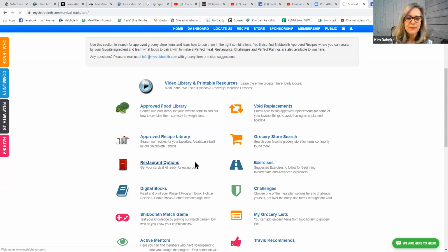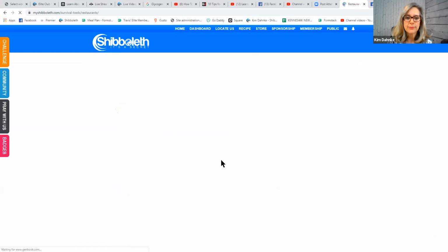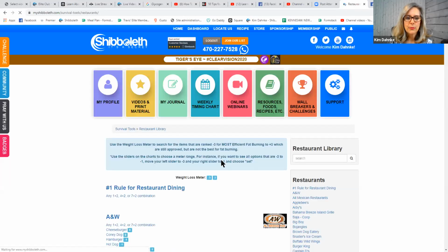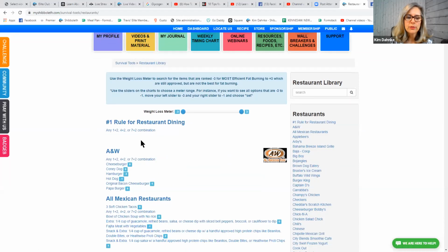Restaurant options. Lots and lots of restaurant options. So right here, it says #1 rule for restaurant, any 1 + 2, but now at a restaurant, you need to consider it a 4. Any 4 + 2 or any 7 + 2 combination. So you could do that at a restaurant, and that'll keep you safe every single time.